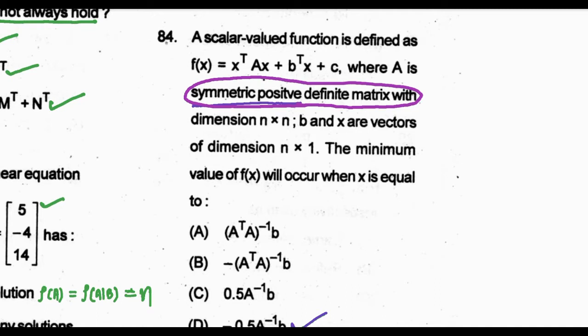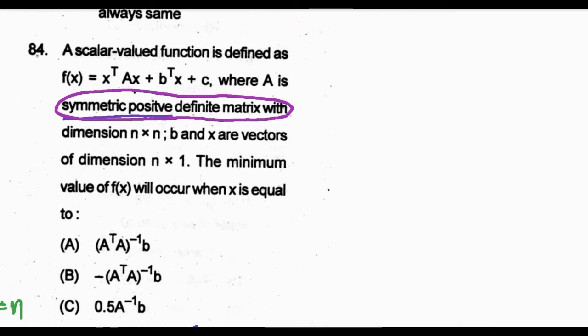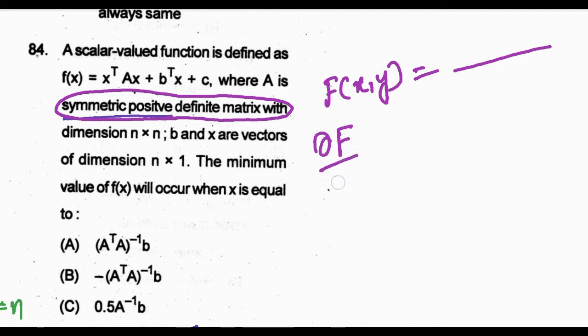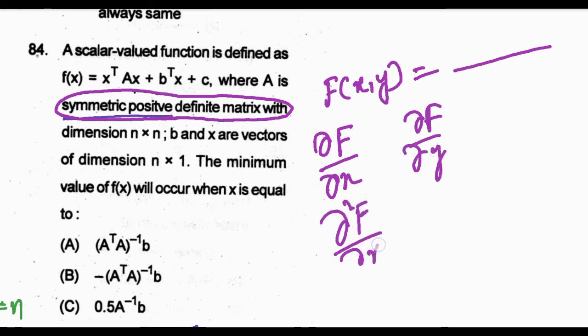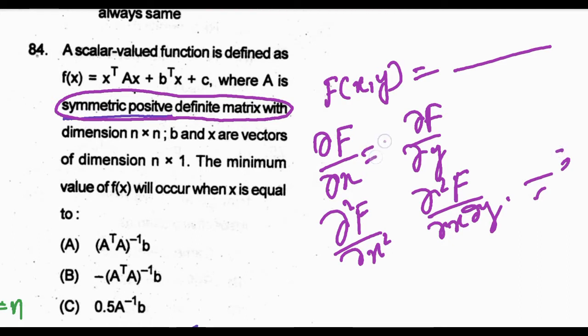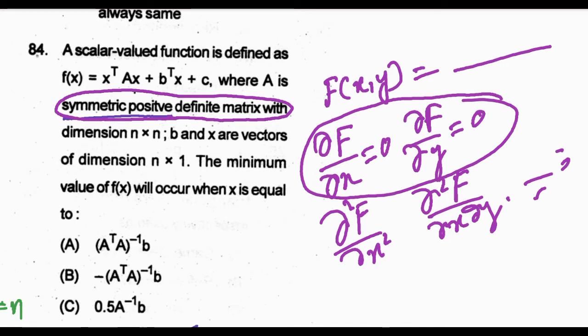So here you may be confused with this problem. Generally, suppose we have a function f of x y is equal to something in terms of x and y, and we have to find the minimum value of f of x y. So what will we use? We will use the partial derivative. First we take del f by del x, del f by del y, and then del square f by del x square, del square f by del x del y, and so on. We set the first derivatives equal to 0, and from this we find the x and y values. This is the partial derivative method to find the minimum of a function.